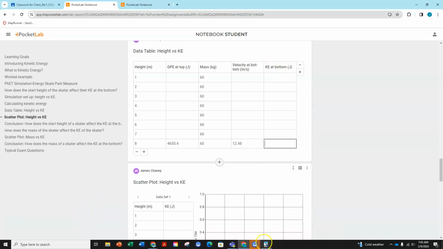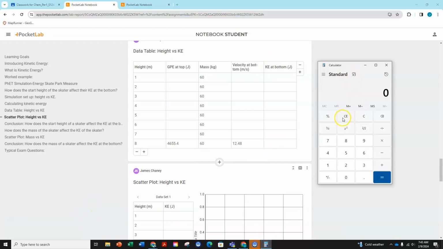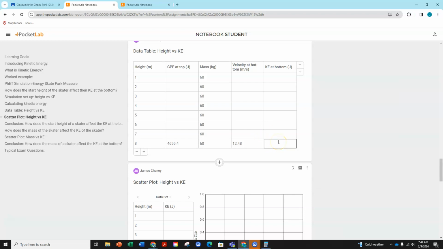So once again, let's get that calculator up, and we're going to clear this out. And so my meters per second was 12.48, so I need to square that, 12.48 squared, and then I'm going to multiply by the 60 kilograms, and that's going to give me this, and then I'm going to divide by 2 or multiply by 0.5, which is half. So I'm going to multiply by 0.5, and my kinetic energy is 4672.51. We're going to go 2 decimal points. So 4672.51, and that's it. That's for height 8.